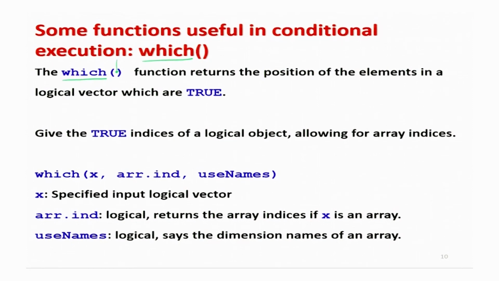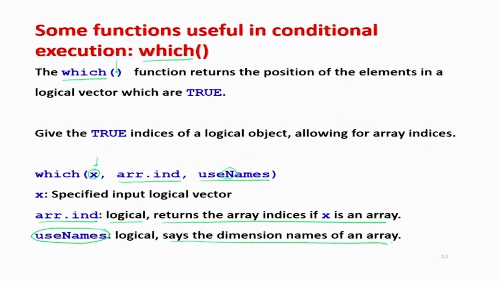So, for example, suppose there is a logical vector which is given here as say x. After that you have two options, arr.ind and useNames, where this N is in capital letters. So, if you give arr.ind, this is a logical value and it returns the array indices if this x is an array, for example, a matrix, right. And after that, if you also use useNames, then it is also a logical variable and it tells about the dimension names of an array x, right.